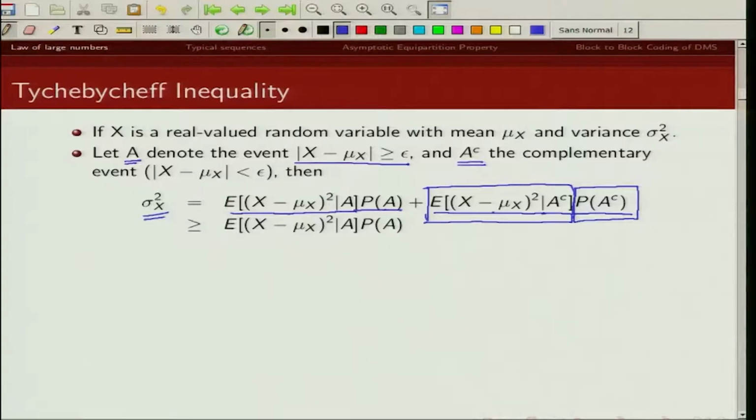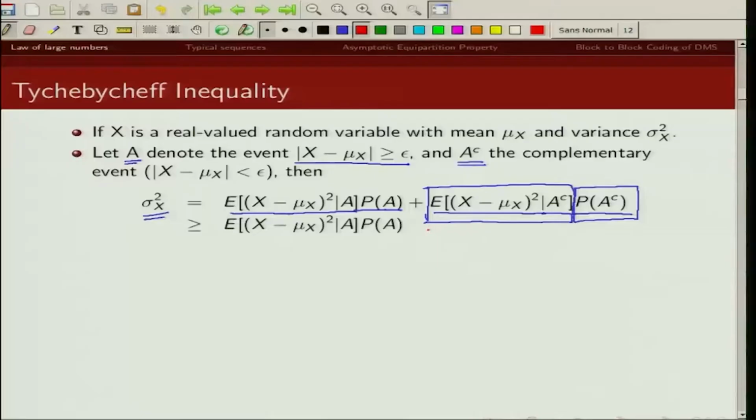This expected value is also greater than or equal to 0. So this term is greater than or equal to 0, and this is between 0 and 1, so this whole term will be greater than or equal to 0. Then we can write that sigma square is greater than or equal to the first term, because the second term here is non-negative.